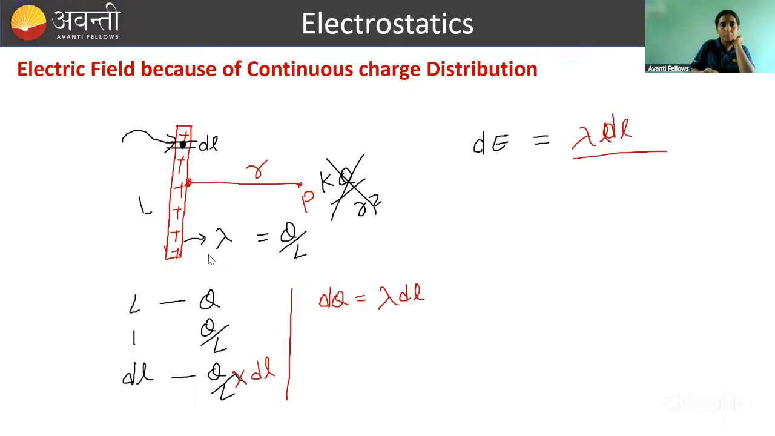Divided by, at what distance it is from the point P. Let's say this distance is something L. So dE is k into lambda dL divided by L square. Everyone agree up to this point? Does anyone have any doubt? Anyone having doubt in understanding so far? Let me know if yes. If not, then also you can let me know that you are understanding things.